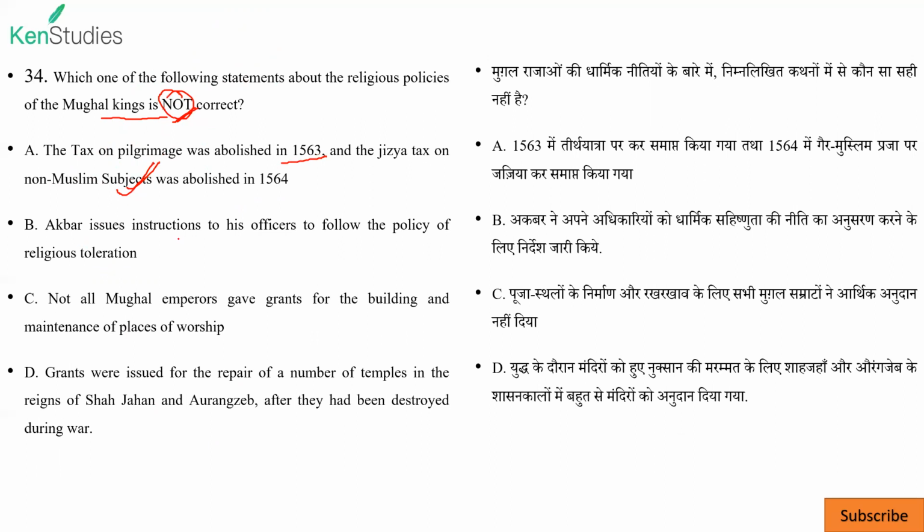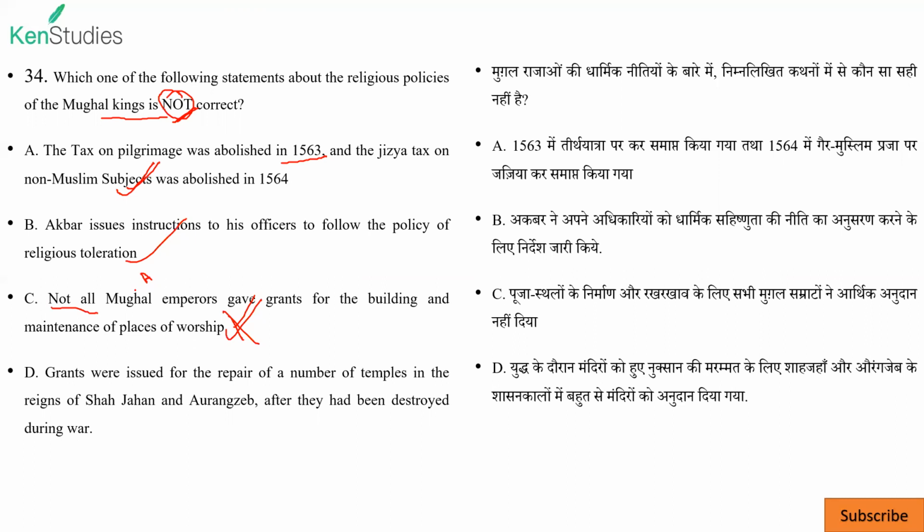Next, Akbar issued instructions to his officers to follow the policy of religious toleration. Yes, he did. So it is not the answer. Next, not all Mughal emperors gave grants for the building and maintenance of places of worship. In fact, all Mughal emperors gave grants for the building and maintenance of places of worship. This statement is in fact wrong, because all of them gave. Aurangzeb, some time later, also ordered the destruction of some temples, but he also gave grants to build temples and for their maintenance.